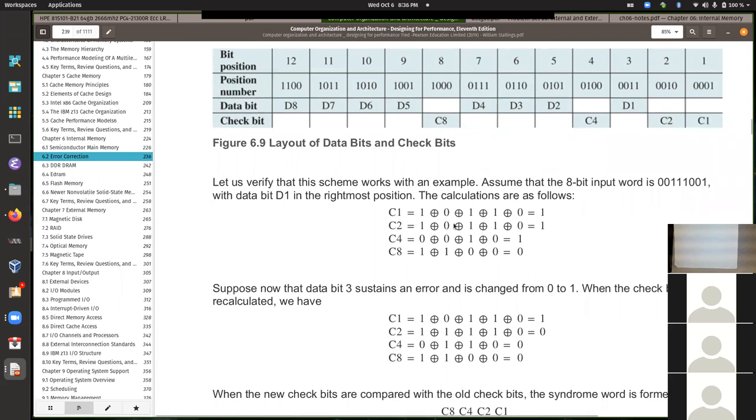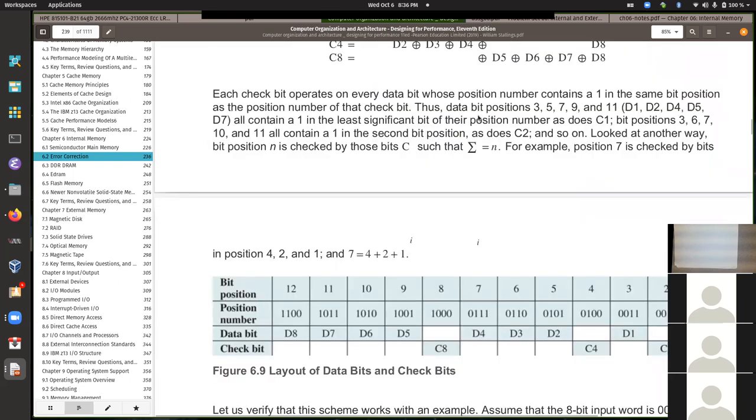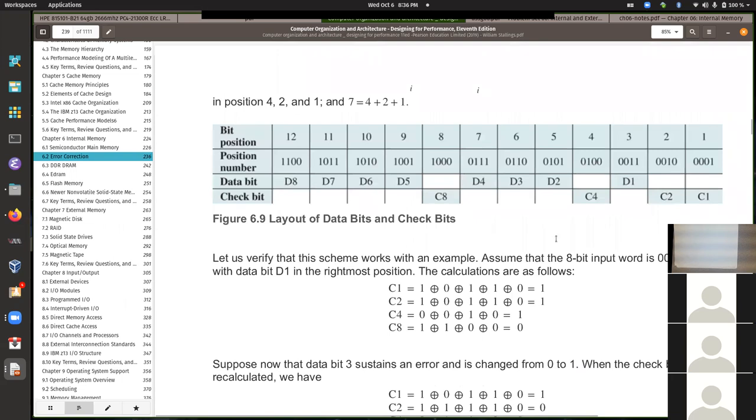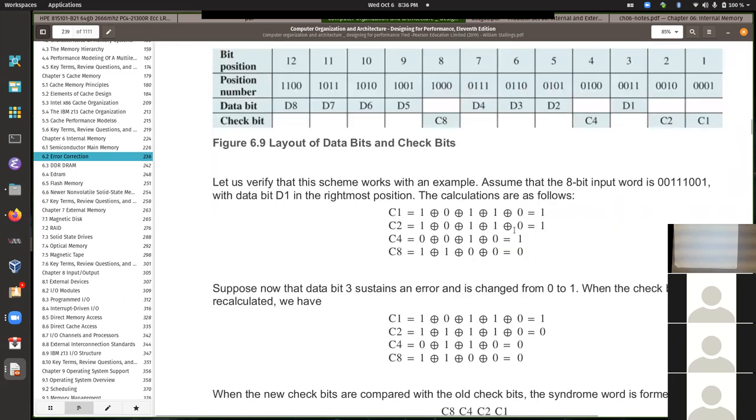Okay, so let's talk through the example in the textbook. So let's say we're storing this 8 bit word, 00111001, right? So if you go back up and look at this, or figure it out from the pattern I was just talking about, this would be the calculated bit. So we would store these 8 bits at these positions, and then these are the calculated check bits, right?